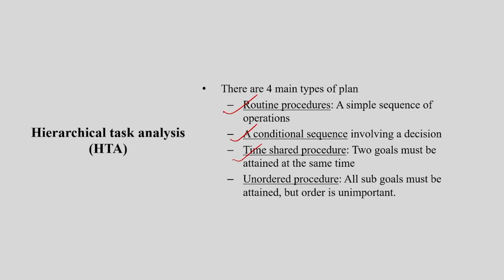Okay. And the unordered procedure: all sub goals must be attained, but order is not at all important. Maybe we can take up some product making, where we know this product needs to be made and there are sub components of that particular product. I am not concerned about which part is to be prepared first, second or third. However, I am only concerned that the whole product should be ready as per the requirement. Okay. So, that is the unordered procedure, there is no order being followed.